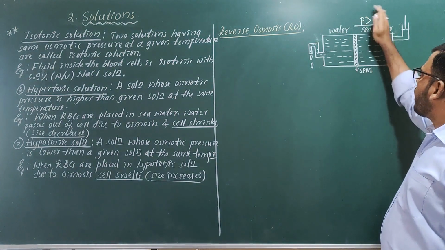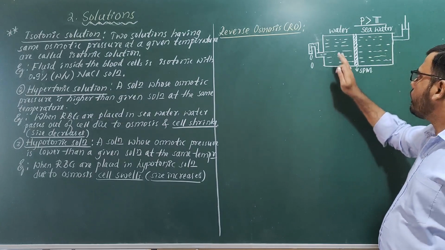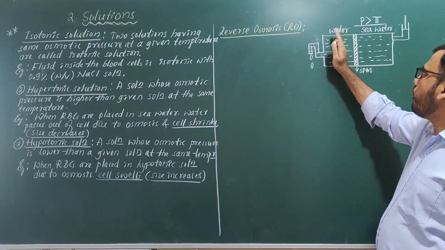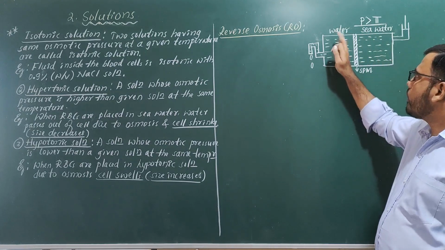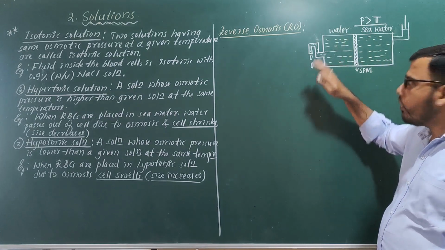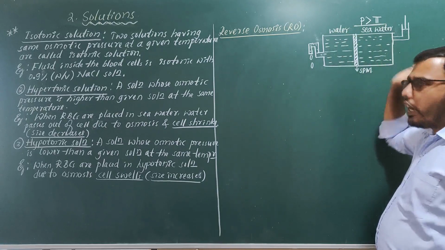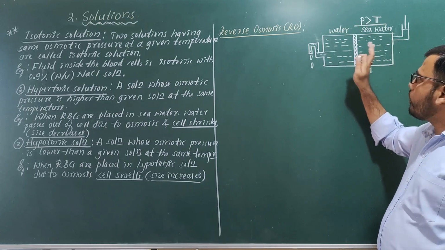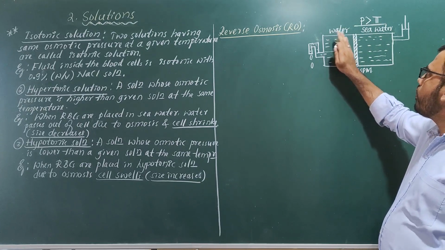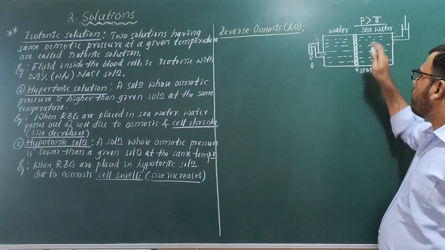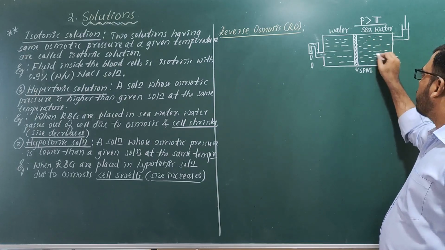Before having any type of pressure here, what happens? Solvent molecules flow from normal water to seawater. Solvent molecules generally move from the lower concentrated to the higher concentrated one. So as usual, here also solvent molecules are flowing from water to seawater, because seawater is the solution here.